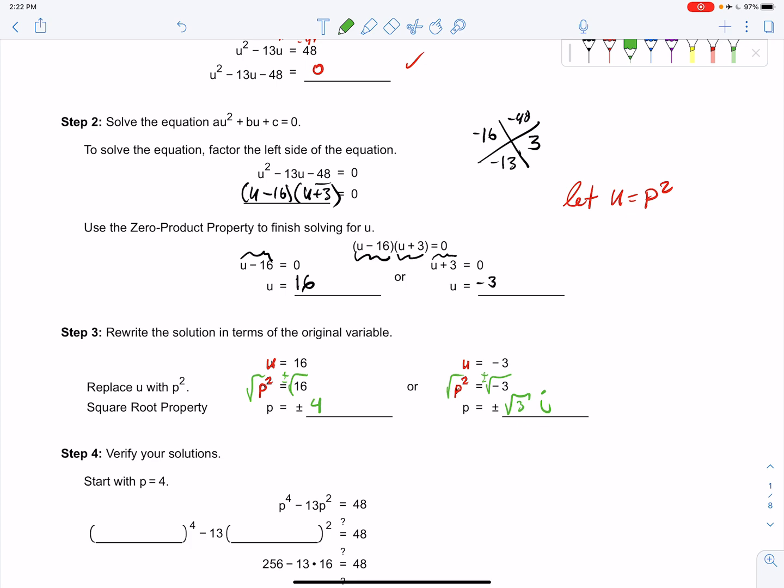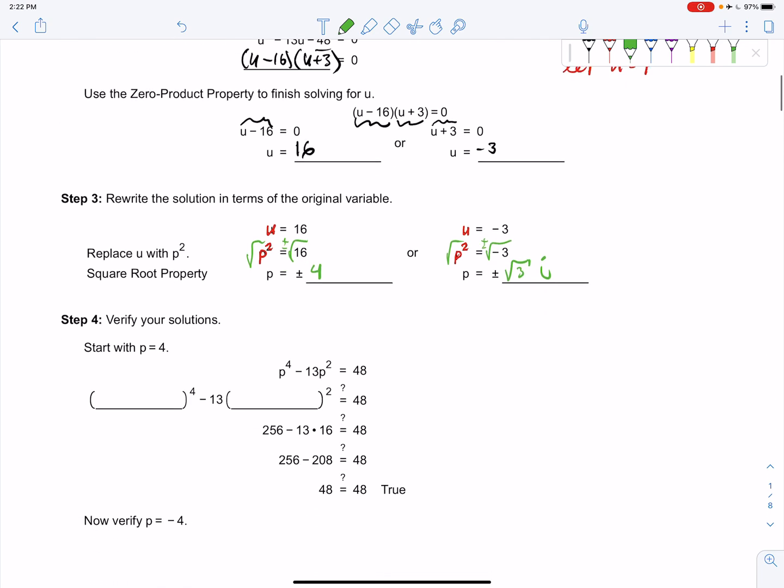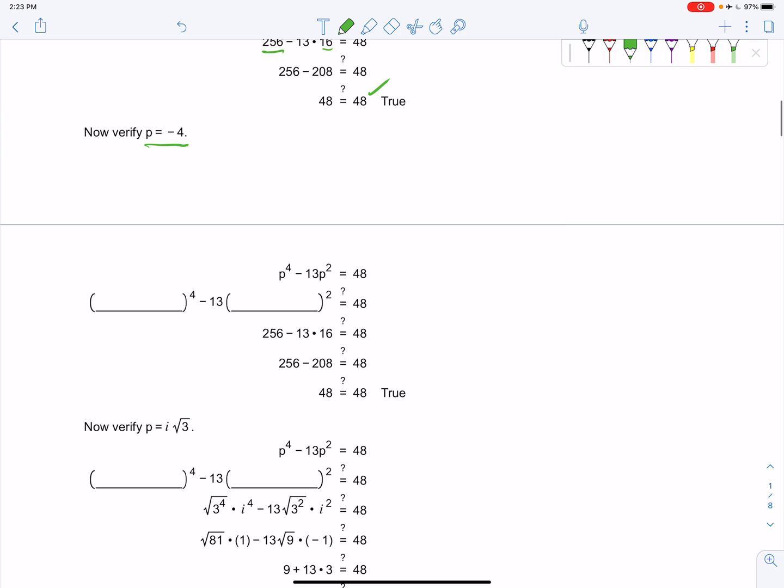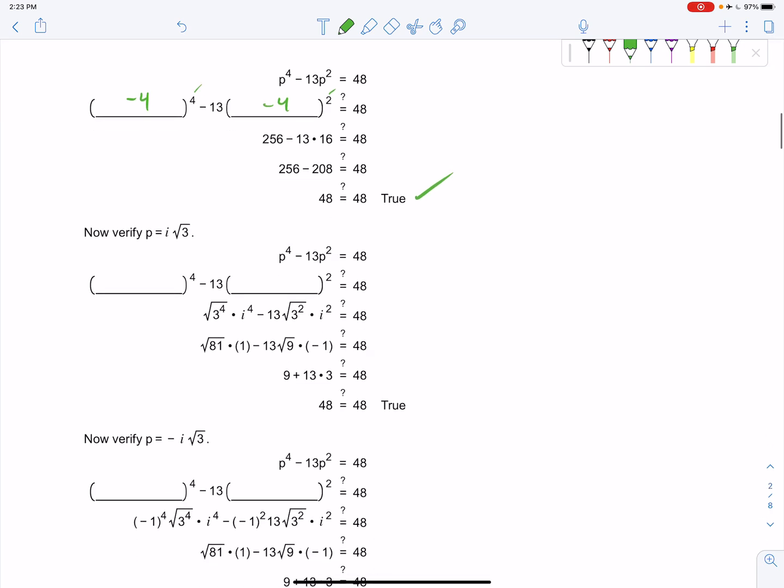Okay, now they want us to verify the solutions, and we can do that easily by just substituting my answer of 4 into the original equation. And you can see they're going to raise it to the 4th power, which gives you 256. And then they're going to multiply, let's see, this is 4 squared, which is 16. Anyways, do the math, and the left equals right. 48 equals 48, so that's true. Then we're going to try it with a negative 4. And negative 4, because it's going to be raised to an even power, you're going to get the same exact thing as last problem, so that's 48 equals 48.